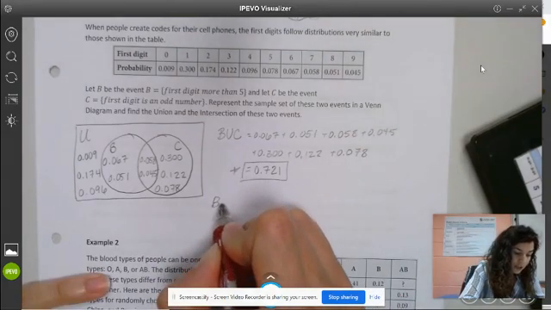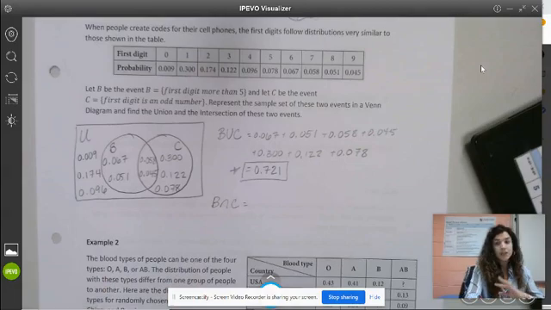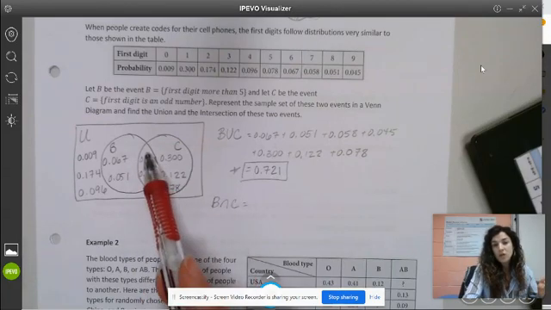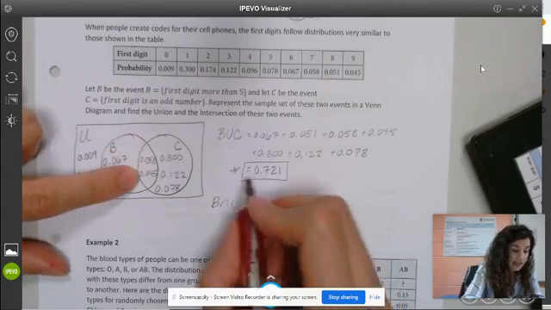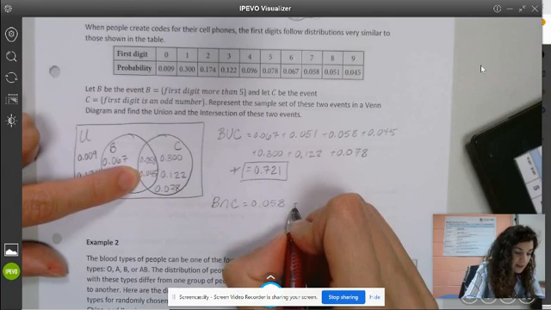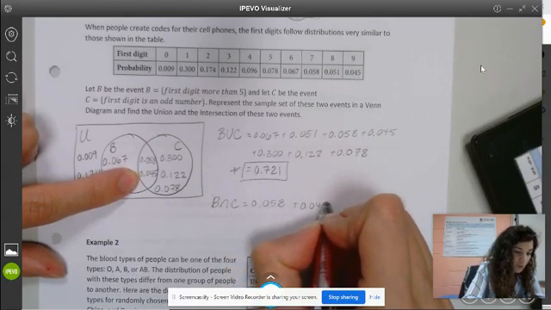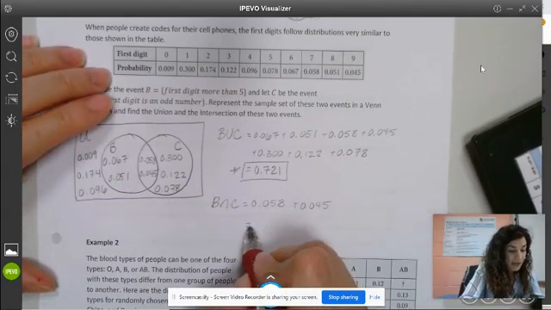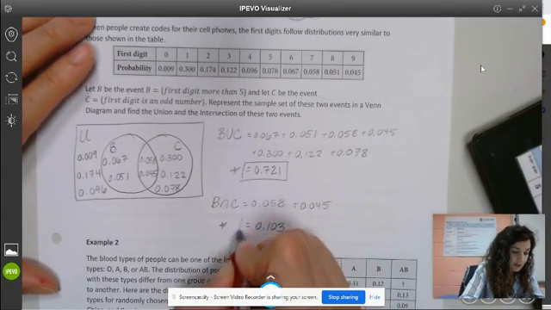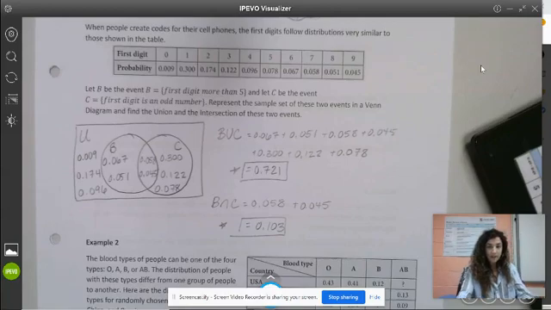Okay, the intersection of B and C is only what they share. And so in this instance, we wouldn't do the multiplication because we have a Venn diagram. We understand that the intersection between these two is everything that they share. It's this and this, so it's 0.058 plus 0.045. Adding those together, you should get 0.103. Okay, our first venture into making a Venn diagram.